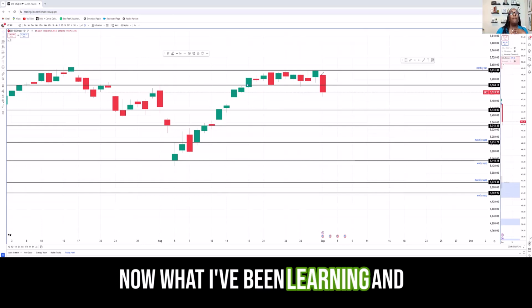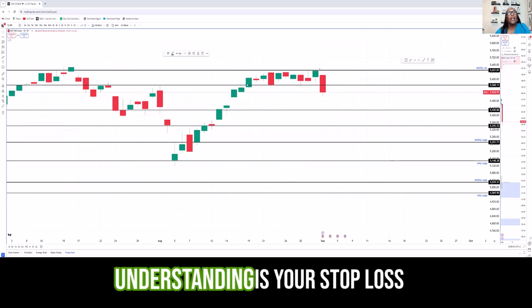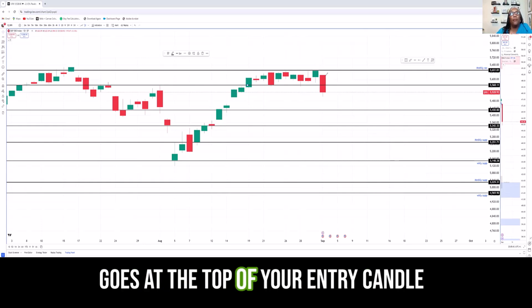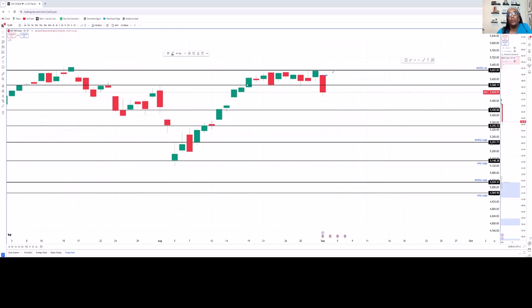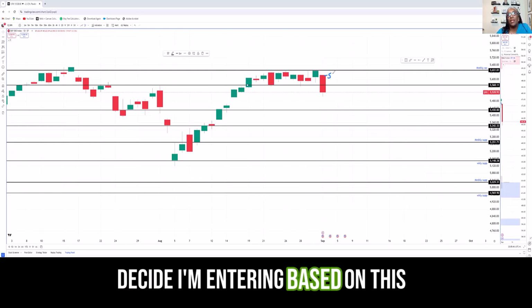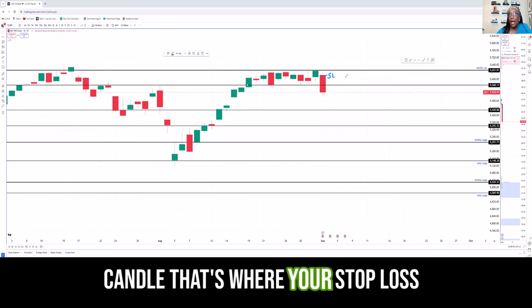So now what I've been learning and understanding is your stop loss goes at the top of your entry candle. If you decide I'm entering based on this candle, that's where your stop loss would go.